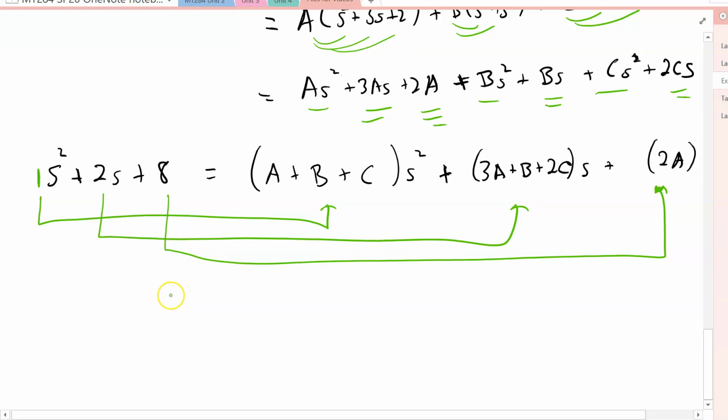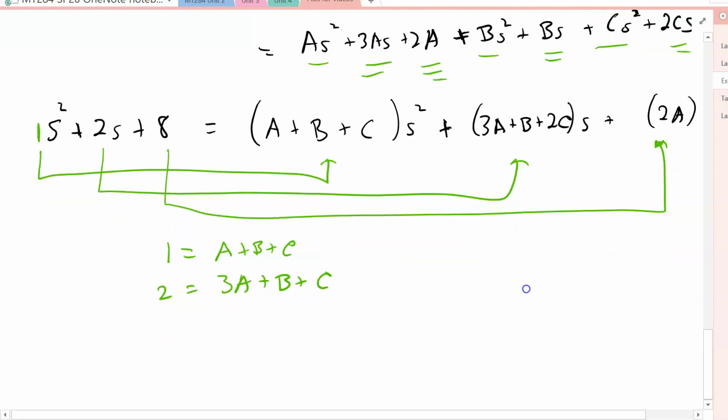That's going to give us a system of 3 equations and 3 unknowns. So 1 is going to equal a plus b plus c. 2, the coefficient of s on the left, is going to equal the coefficient of s on the right, which is 3a plus b plus 2c. And lastly, the constant coefficient on the left equals the constant coefficient on the right.